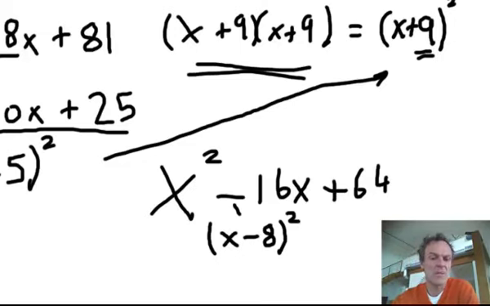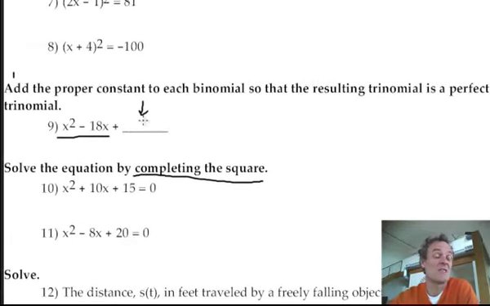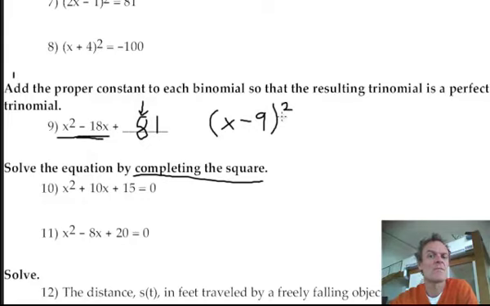In fact, if I go back to the actual question on this paper, what's half of 18? It's 9. When I square it, that's 81. But the answer is going to be x, and what's half of this negative 18? It's negative 9. All of it squared. Okay, and that's what you do. So that's you completing the square.